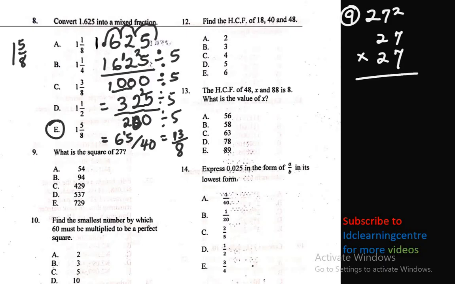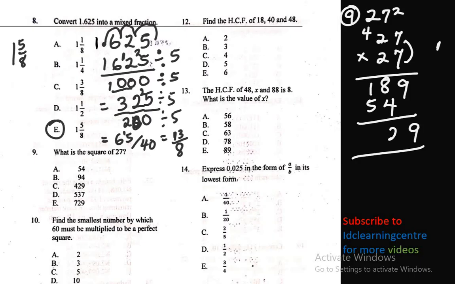So 7 times 7 is 49. You write your 9 and move the 4 here. 7 times 2 is 14 plus 4, 18. 2 times 7 is 14. Put your 4, move the 1. 2 times 2 is 4 plus 1, that's 5. Sum this up, you have 9. 8 plus 4 is 12, put 1 here. 5 plus 1 is 6, plus 1 is 7. So 729. And the right option will be E, 729.